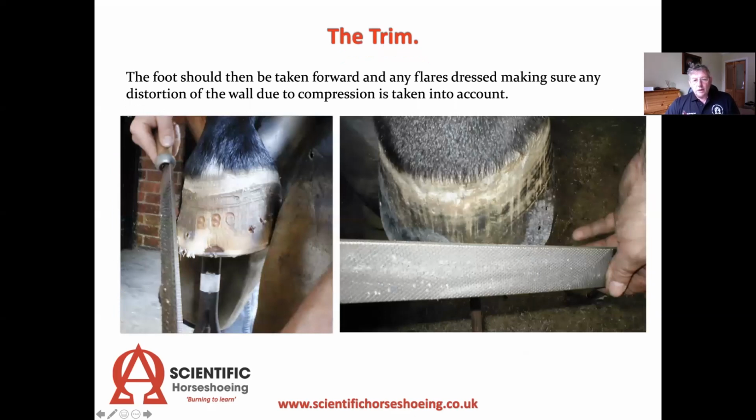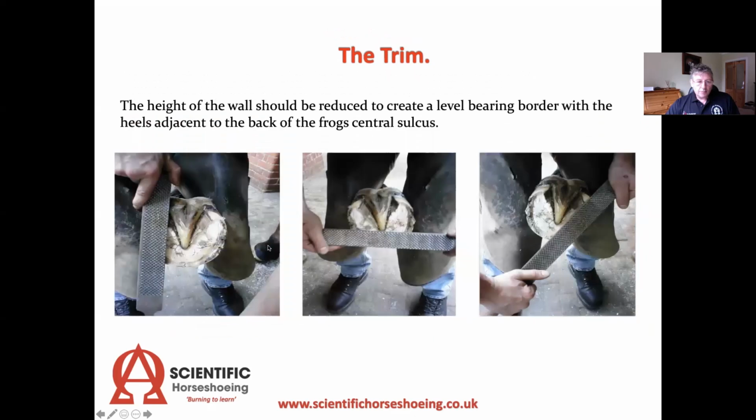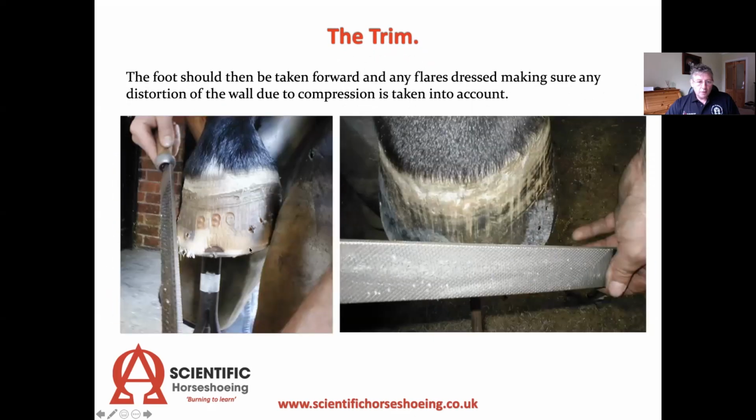Once we've achieved our foot and dressed it back from underneath, you can then take the foot forward onto a foot stand, and the foot should be taken forward, and any flares dressed, making sure any distortion of the wall due to compression is taken into account. So if you notice on this picture, you'll see that the foot's being dressed and it's left a facet. So our template is related to this part of the facet underneath.